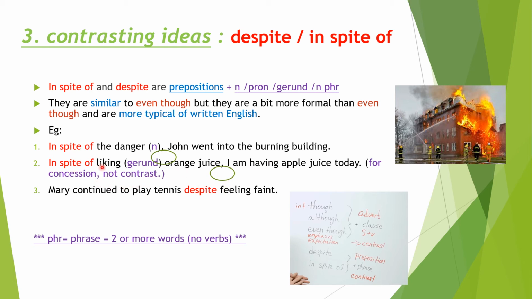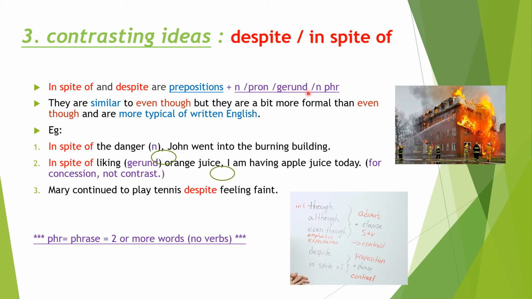So when we're using in spite of, make sure that we put the comma after it. We use a comma and then the next clause. All right. Another example, Mary continued to play tennis despite feeling faint. That means she is a bit uncomfortable. Fainting means dizzy. But she still continued to play tennis although feeling faint. So we say despite followed by a gerund.